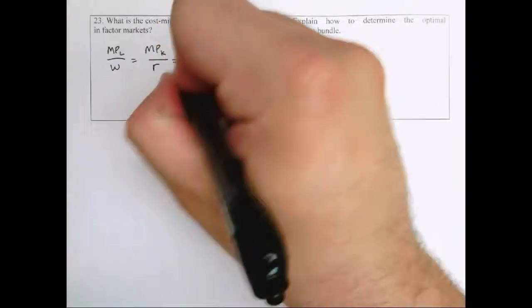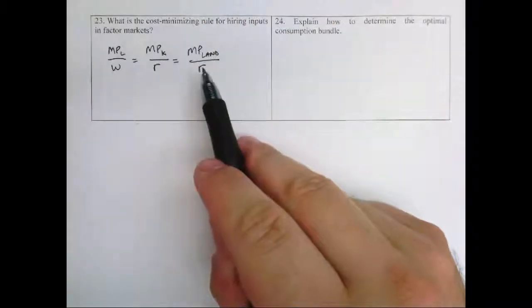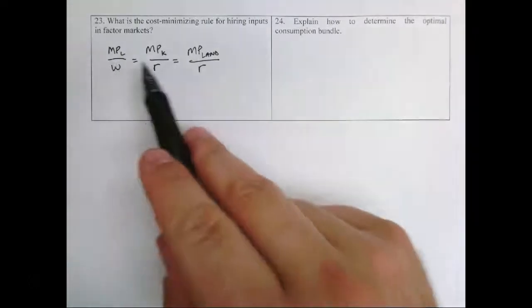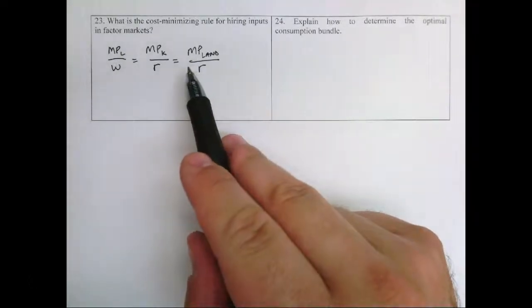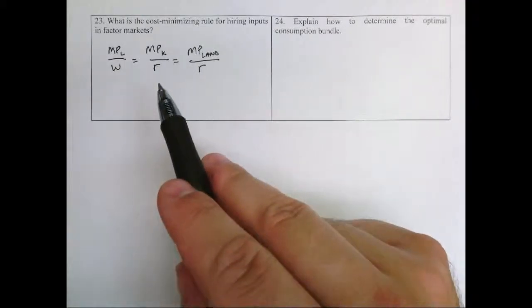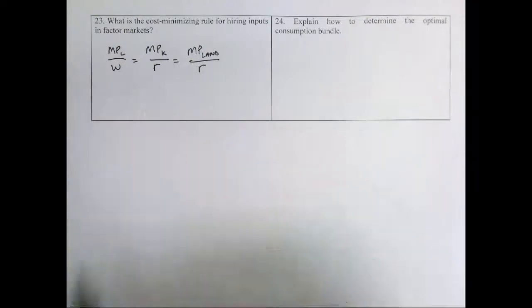And that should be equal to the marginal product of land per dollar spent, which is also called the rental rate. So if one of these is greater than the other, what it's telling us is we're getting more productivity per dollar spent, and so we should be putting more money into that factor and less into the others.